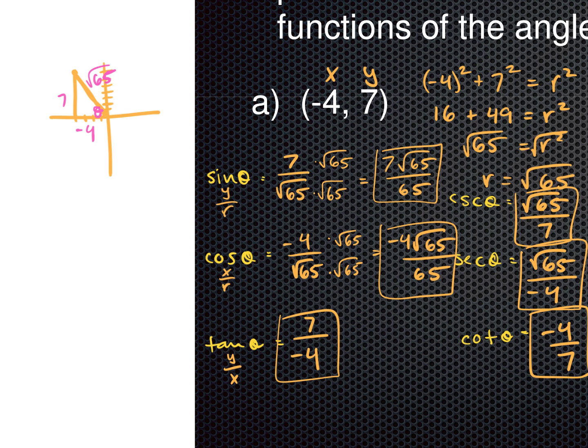If you draw your triangle correctly, you can always do it in terms of SOHCAHTOA. Sine would be opposite over hypotenuse. So you'd get the same thing. So you can always draw it if you like to see it, if you're more of a visual person. But you don't have to. You can find the answer without drawing it.